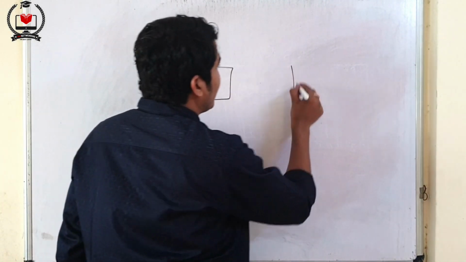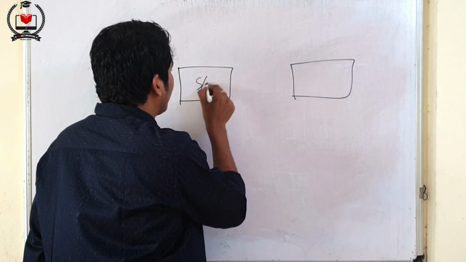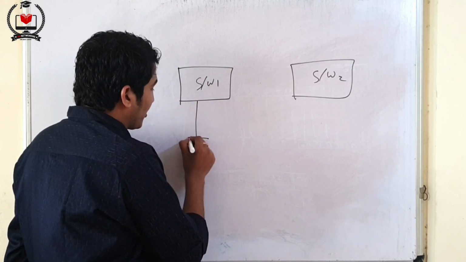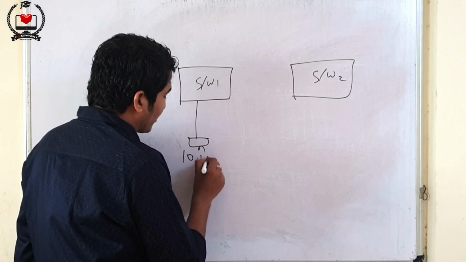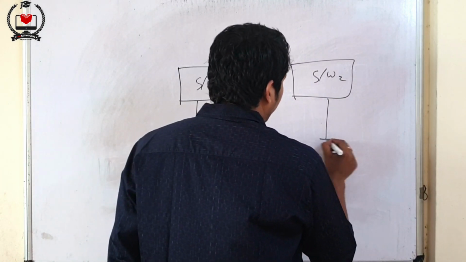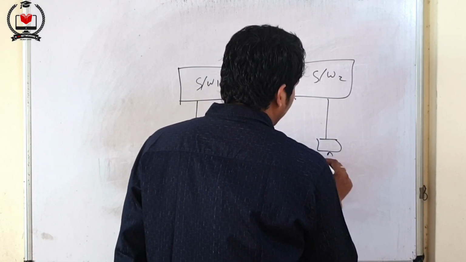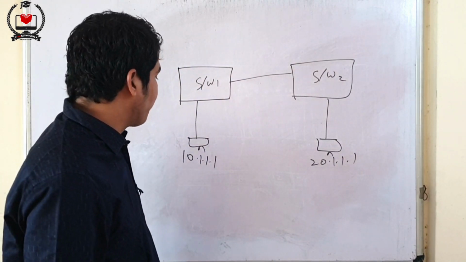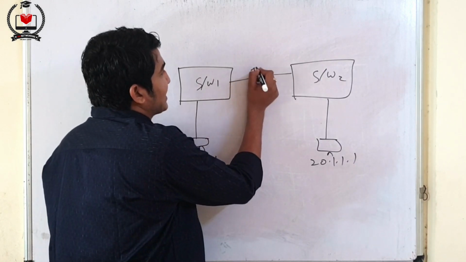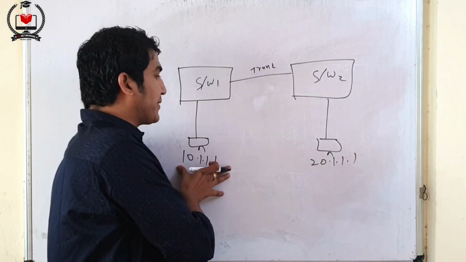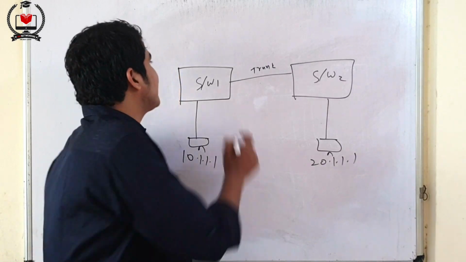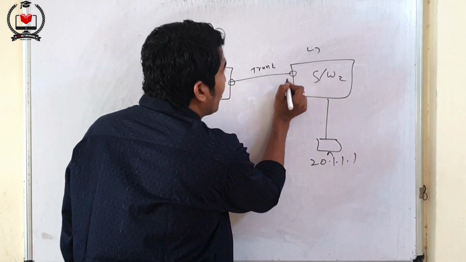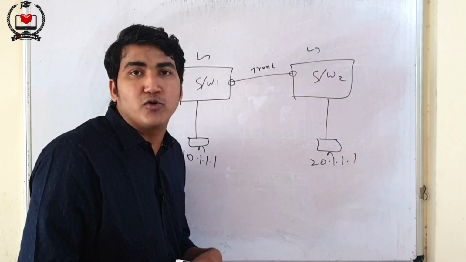Suppose I have one switch here and one switch over here, switch 1 and switch 2. Suppose we have one computer over here whose IP address is 10.1.1.1, and one computer over here whose IP address is 20.1.1.1. We have one link between switch 1 and switch 2. Guys, if you configure this link as a trunk, communication between 10.1 and 10.2 will not happen. These are L3 switches. This is your L3 port, but by default it will work as L2.